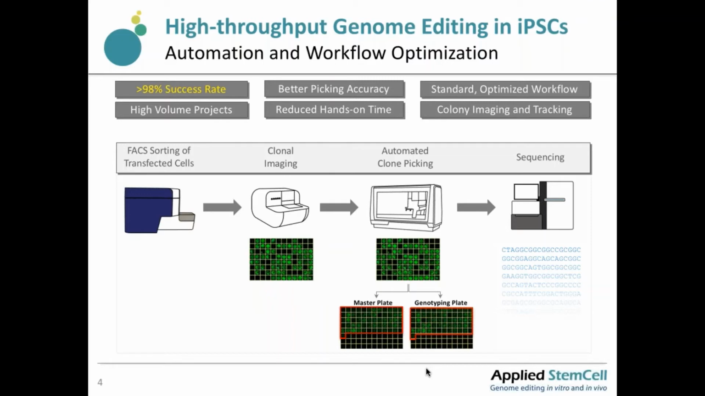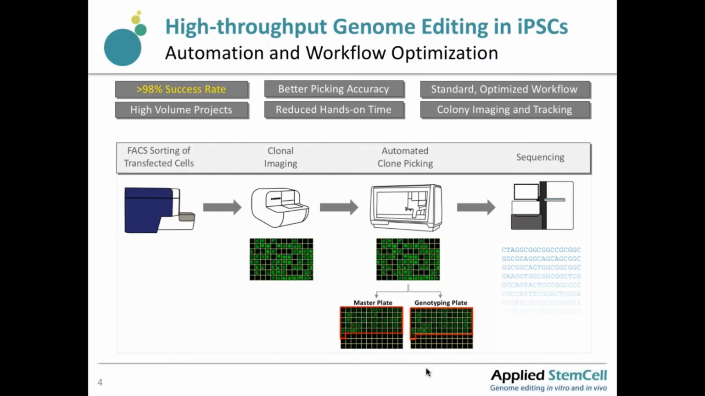equipment and processes. So, for example, we use FACS sorting to sort transfected cells. And then we use clone imaging to spot the positive cells or transfected cells. And then we use automated clone picker to pick positive clones. And then after clone expansion, we do next-gen sequencing to genotype the positive clones.